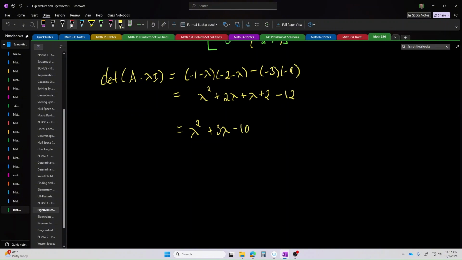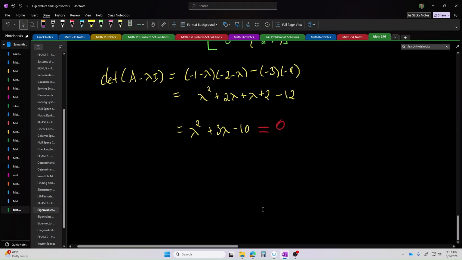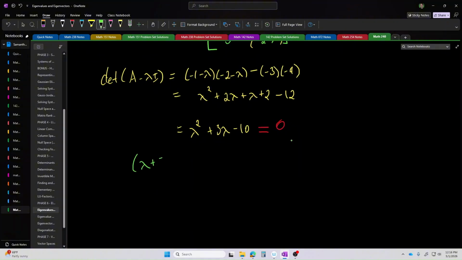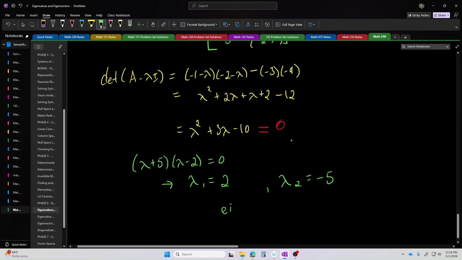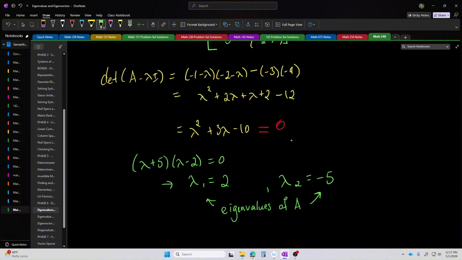I'm going to take this determinant and set it equal to 0. This will allow me to find the values of lambda that make this matrix singular, and those will be our eigenvalues. I can solve this equation, for example, by factoring. I can say (lambda plus 5)(lambda minus 2) must be equal to 0. That means I get one value of lambda being positive 2 and another value of lambda being -5. And these are the so-called eigenvalues of our matrix A.